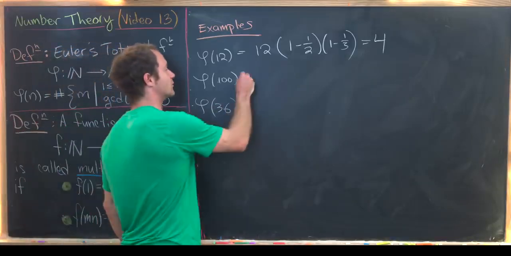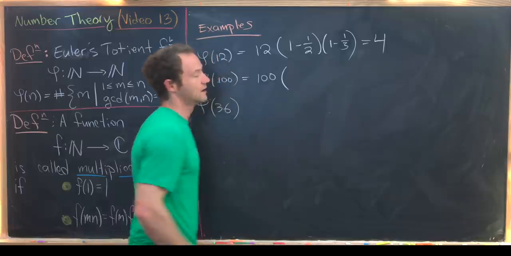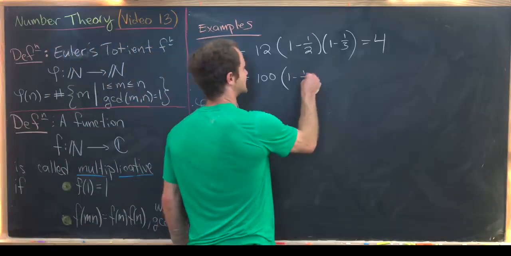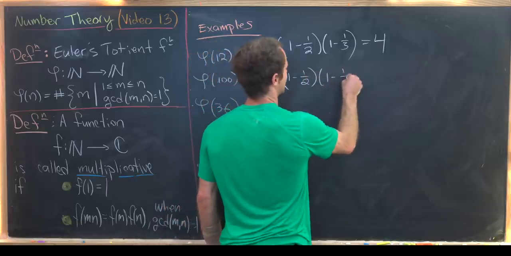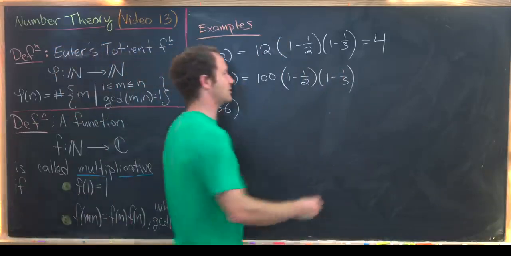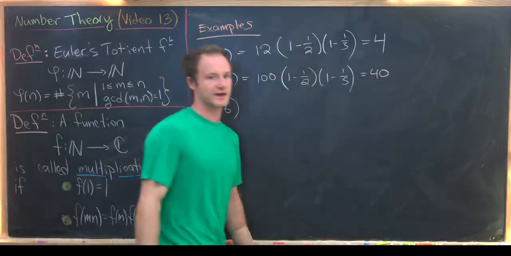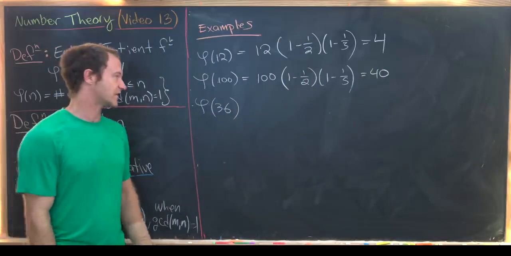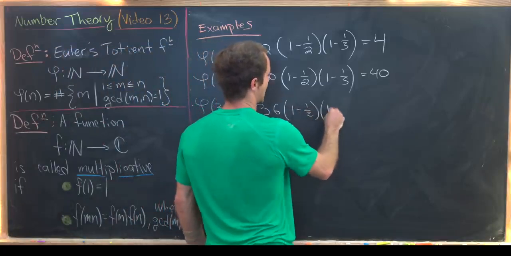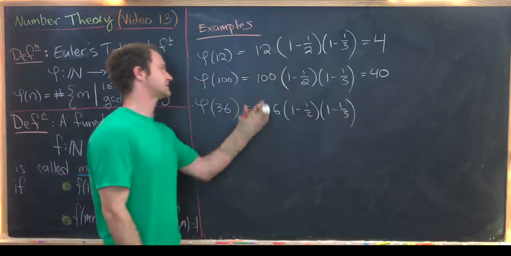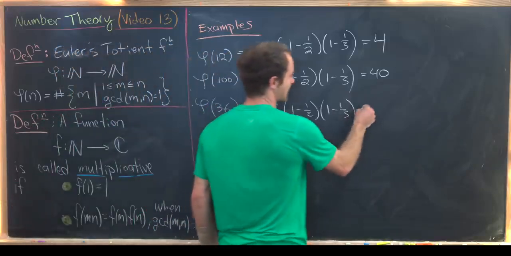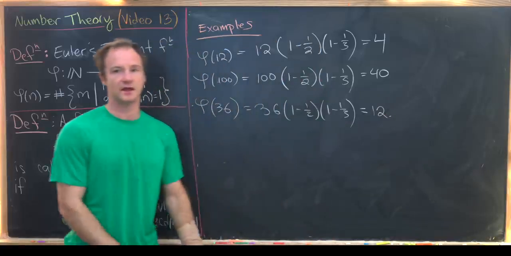Okay, so now let's do phi of 100. We'll get 100, and then 2 and 5 are the only primes that divide into 100. So we've got 1 minus a half and then 1 minus a fifth. Again, that's a fairly elementary arithmetic problem, and you'll see that we get the number 40. Then finally, phi of 36 is going to be equal to 36 times 1 minus a half and 1 minus a third, pretty much for the same reason as we had up here. Those are the only primes that divide into that, and that gives us the number 12 in the end.